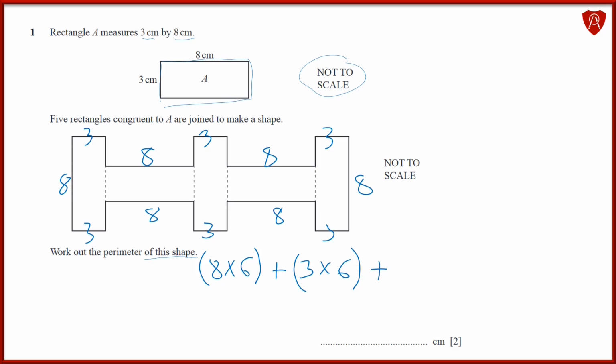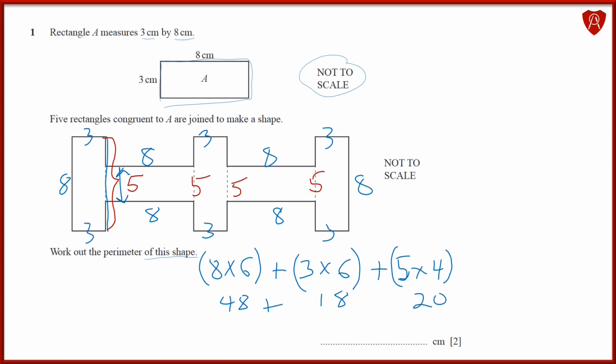plus these incomplete lengths. This one would be 8 centimeters, but this length here is not being included in the perimeter. So we shall consider this length from here to here as 5 centimeters, and so will this one be, and this one, and this one, and so we have 5 times 4 as our last. If we key this in the calculator, this is 48, this is 18, and this is 20, and the total is 86 centimeters. Therefore, A is our answer for 2 marks.